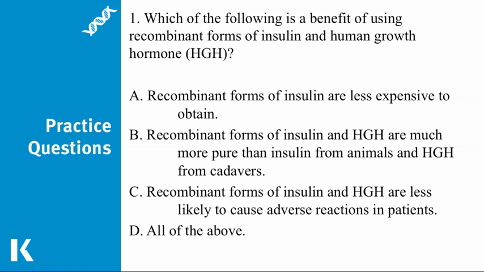Now that you've been introduced to the content for this science review, you can try some practice questions to check your progress with the learning goals. Practice question 1 addresses the benefits of gene cloning. The correct answer is D. Recombinant forms of hormones are cheaper, safer, and more pure than hormones from other sources.